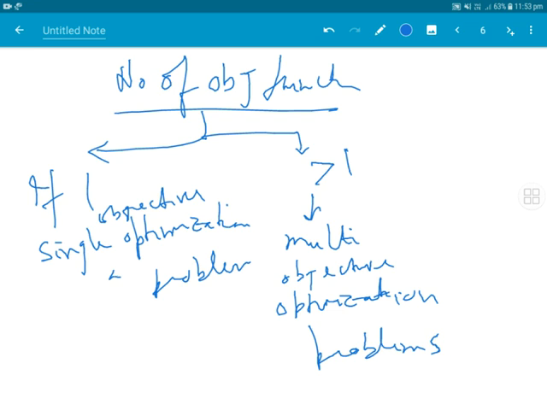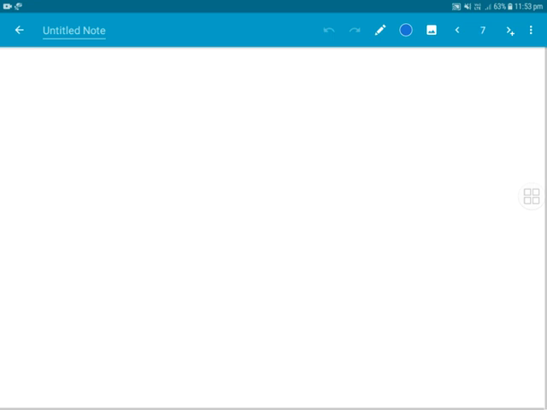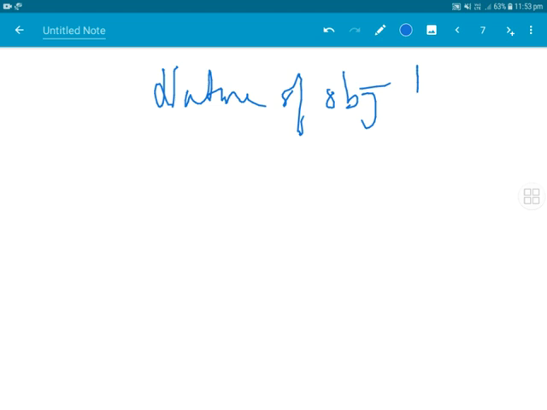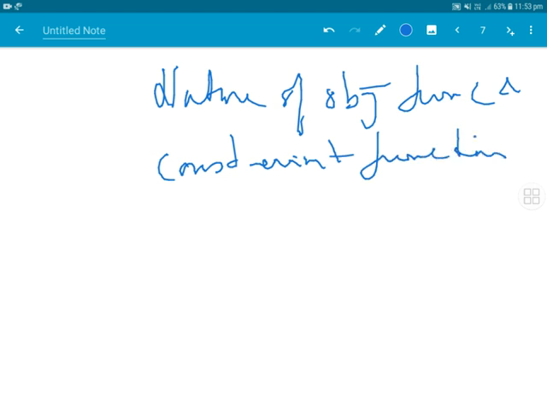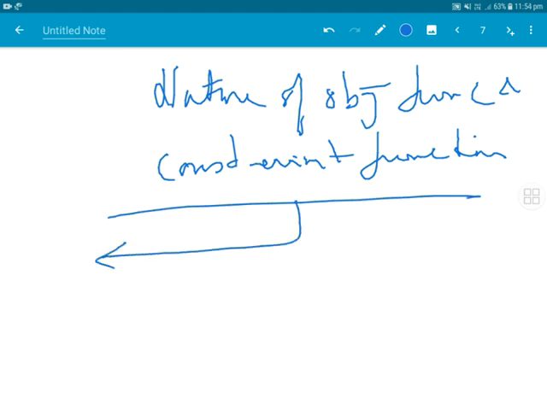What else? Another important classification is on the basis of the nature of the objective function and also the constraint functions. The constraints are also given as functions of the decision variables. If all these functions and objective functions are linear in decision variables, then it is said to be a linear optimization problem, or very well known as linear programming, LPP as you say in short.